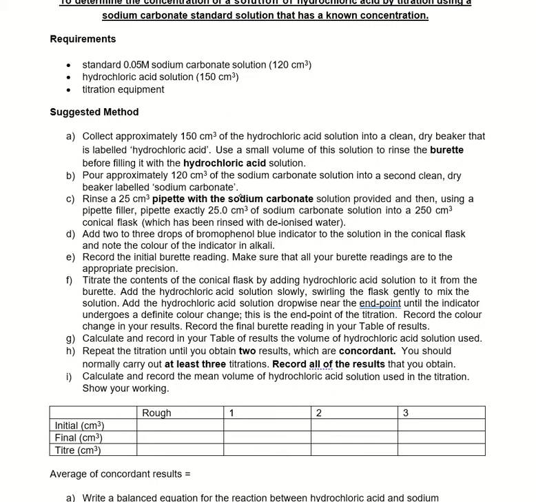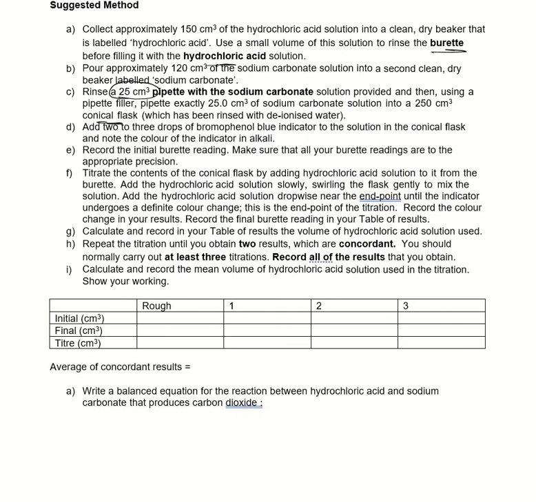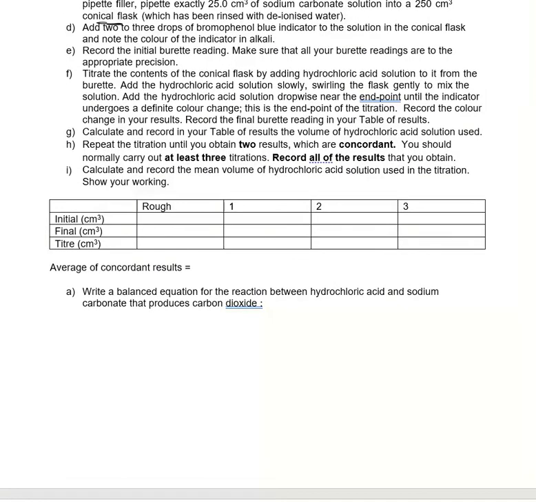So as we can see from the practical, first off, hydrochloric acid is going in the burette and we are getting some sodium carbonate. We are pipetting 25 cubic centimeters of the sodium carbonate into a conical flask at the start. And then we'll do the titration using the bromophenol blue indicator to see when the color change occurs.